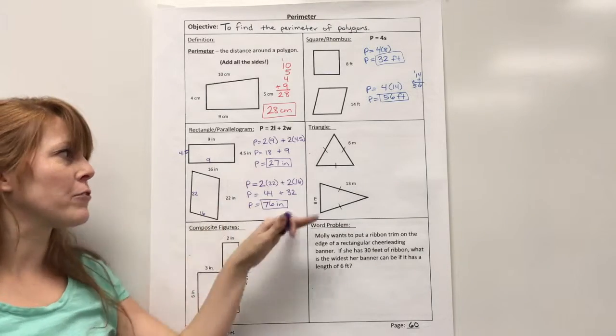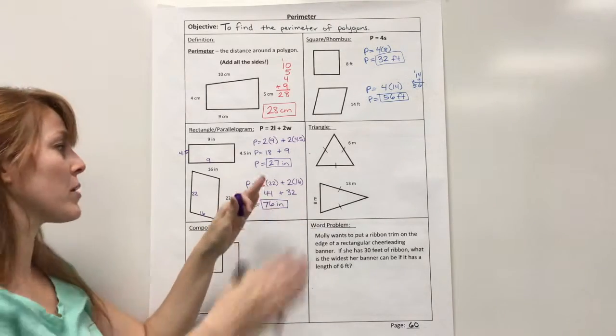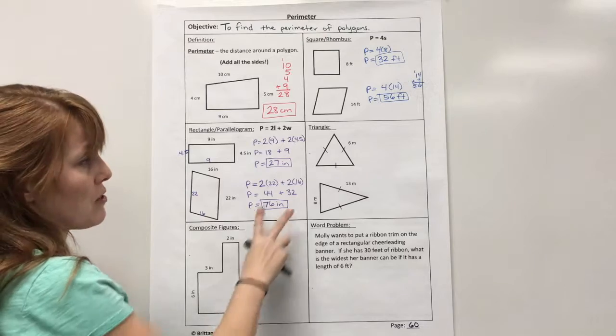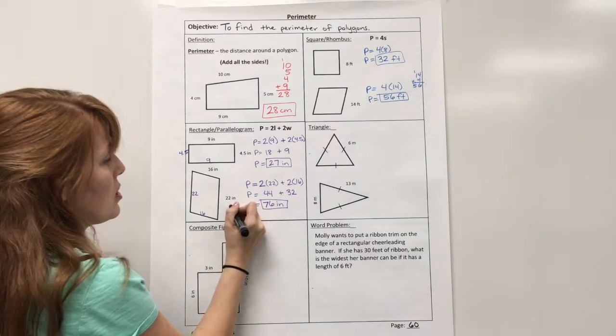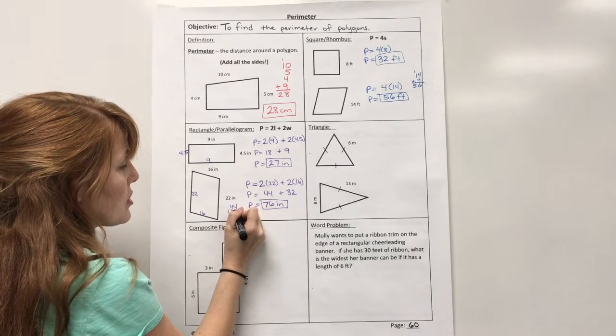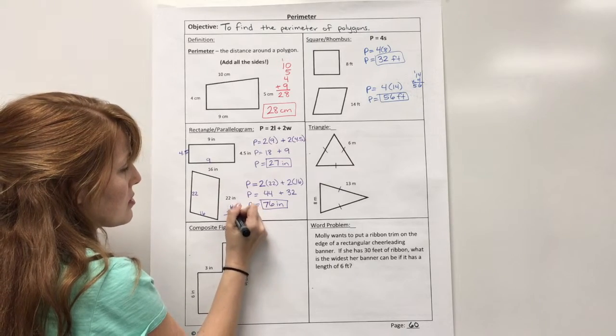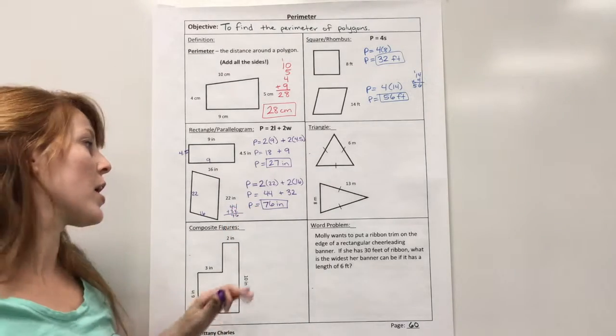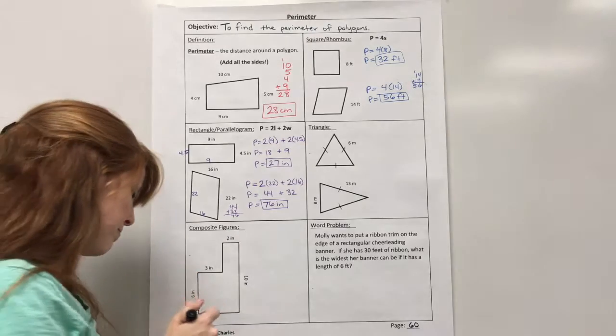Okay, and be careful if you're trying to do it in your head, you might want to come over to the side and double check yourself. So let's just double check and make sure. 44 plus 32, 6, 7, okay, good. All right, next one, triangles.